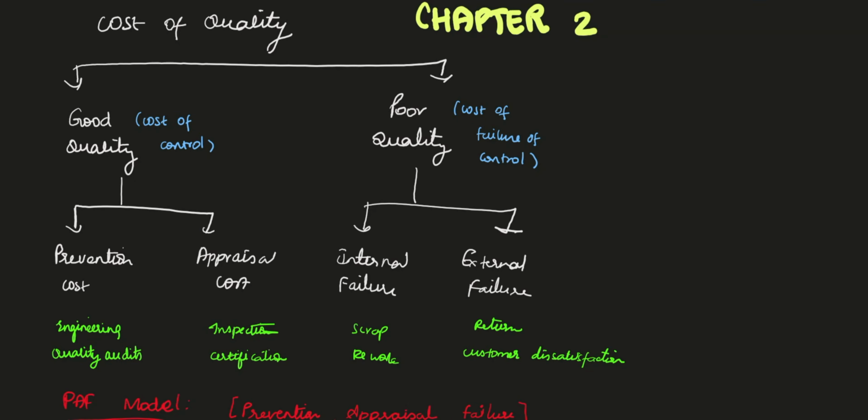The second chapter of the SCMPE soon. So first concept we have is cost of quality. Here the cost of quality is divided into good quality, that is cost of control, and poor quality, which is cost of failure of control. This is also called as cost of conformance, and this is called as cost of non-conformance.